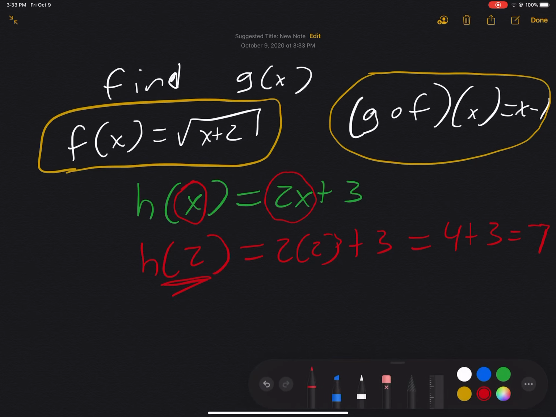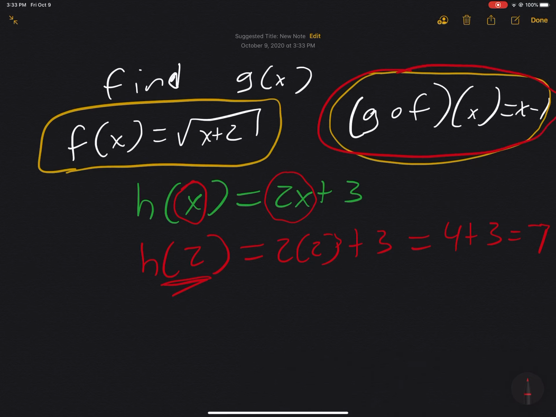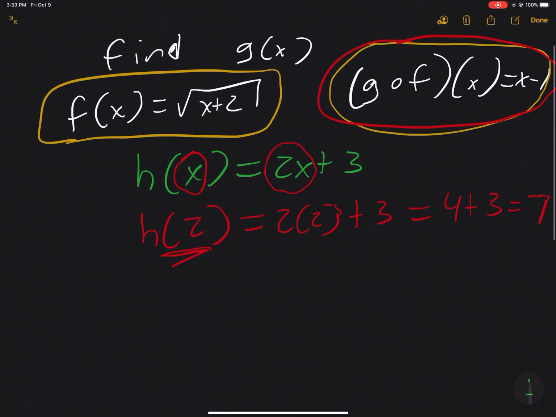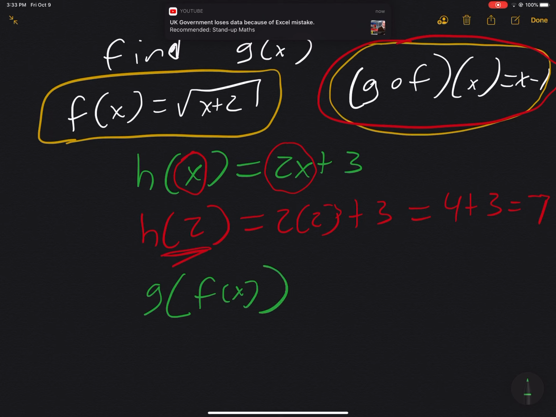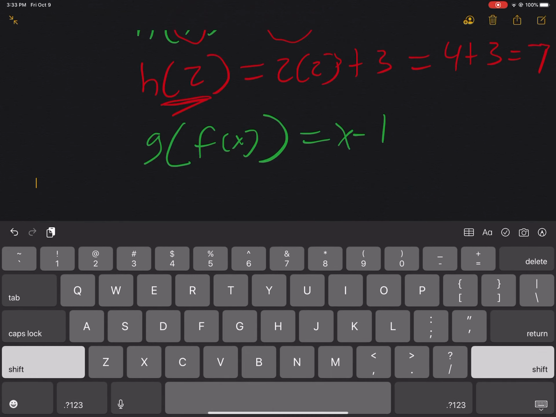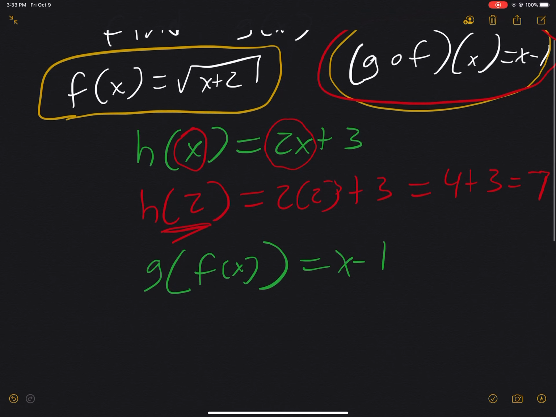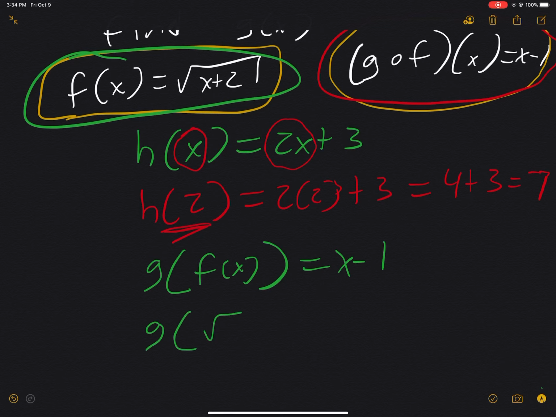The second thing we need to know is what is g composed f of x? What's that ugly thing? A nicer way of writing that is g of f of x equals x minus 1. No parenthesis there. So now we're a little closer to our answer. We have g of f of x is equal to x minus 1. And we know for a fact that f of x is equal to the square root of x plus 2. So we can go even further and write g of the square root of x plus 2 is equal to x minus 1. So now we have this problem.